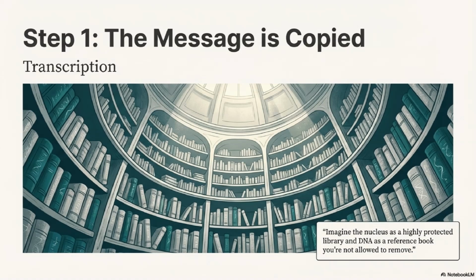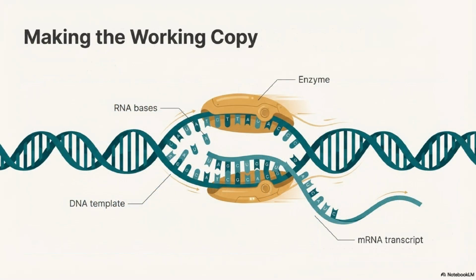Imagine the nucleus as a highly protected library and DNA as a reference book you're not allowed to remove. When the cell needs a particular instruction, it doesn't take the whole book out. Instead, it makes a working copy of just the relevant page. That working copy is messenger RNA, or mRNA. Specialized enzymes unwind a section of DNA and complementary RNA bases pair with the exposed DNA bases.